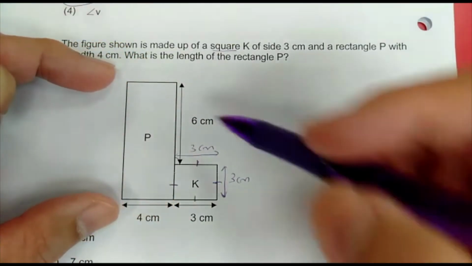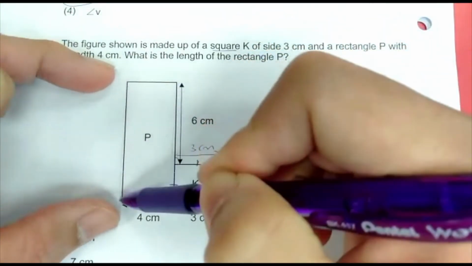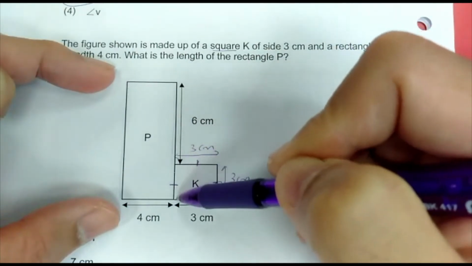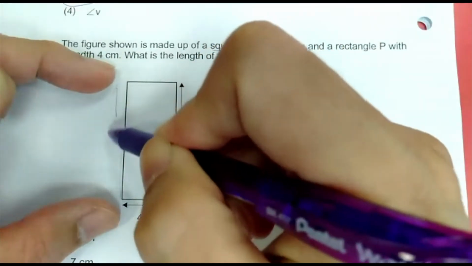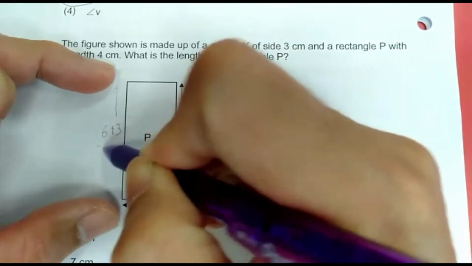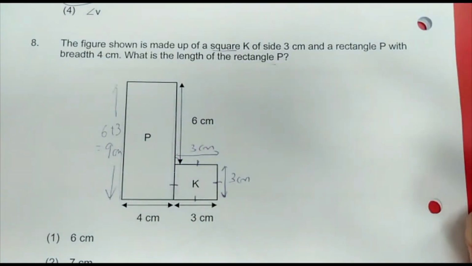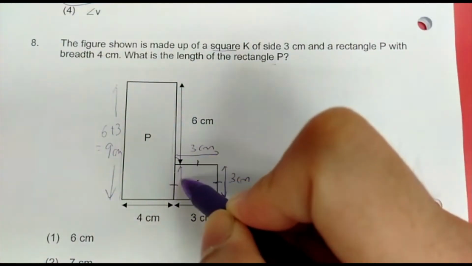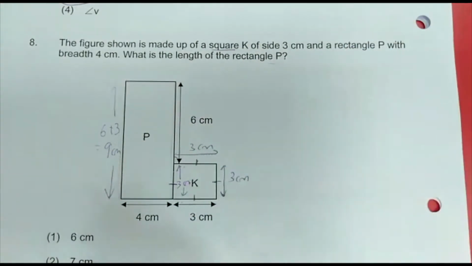A rectangle has this property whereby the length of the opposite sides are equal. So what is this length? It's actually 6 plus 3. See? 6 plus 3. So this side here is actually 6 plus 3. That is 9 cm. So we want to find the length of the rectangle. There, we have found it. It is 9 cm. Now this part here is also 3 cm. So 6 plus 3, 9 cm.